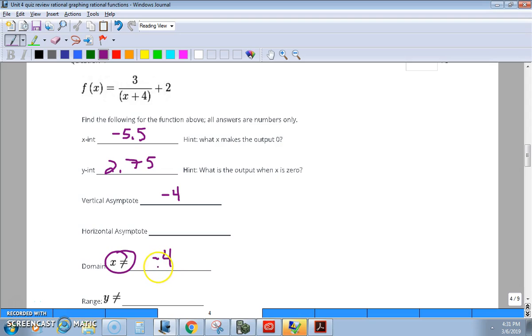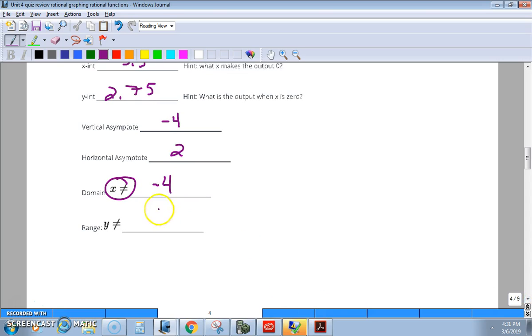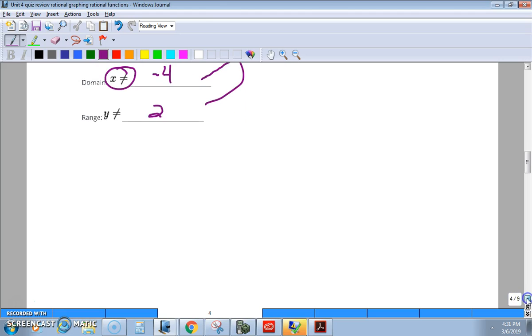My horizontal asymptote here is, it goes up 2. Basically this is 0, but we've shifted it up 2, so my horizontal asymptote is 2. And you can always graph this too. And y is not equal to 2. So these kind of match. My vertical asymptote is what the domain does not equal, and my horizontal asymptote is what the range does not equal. And we can write that in different ways.